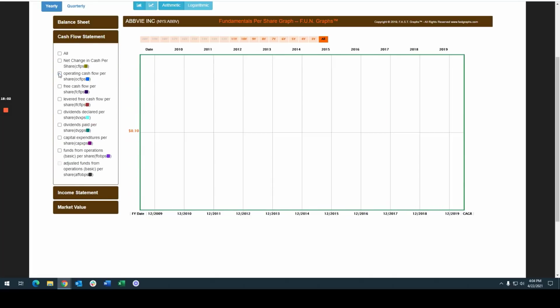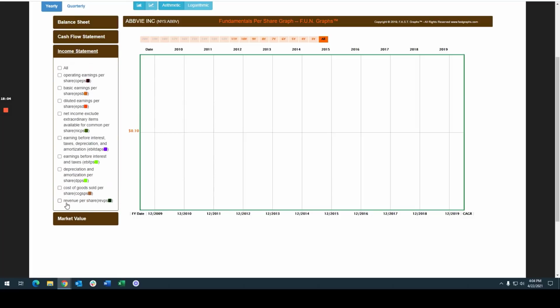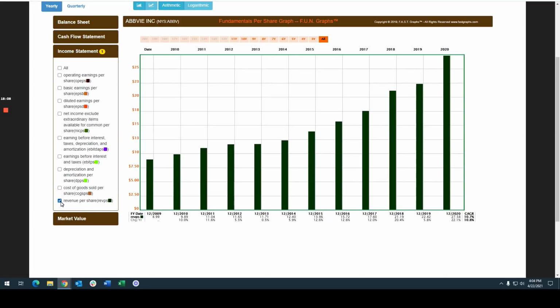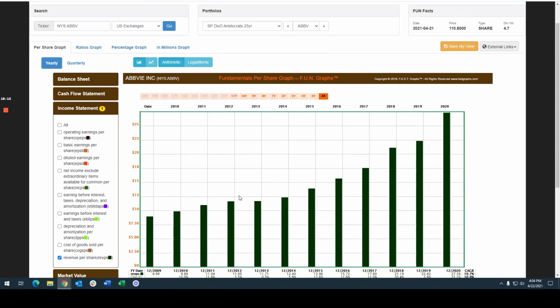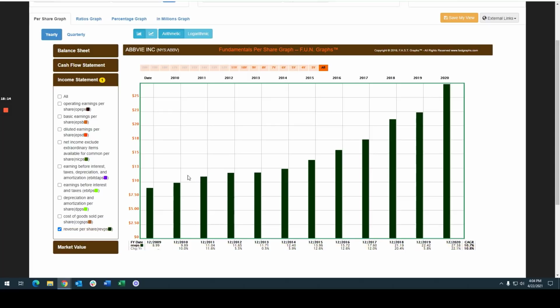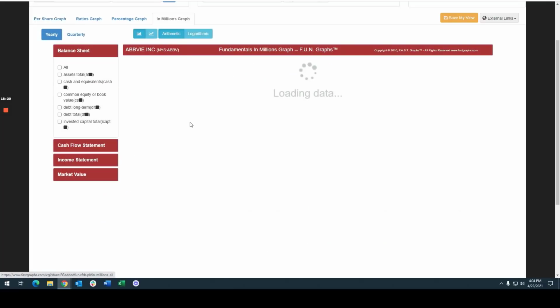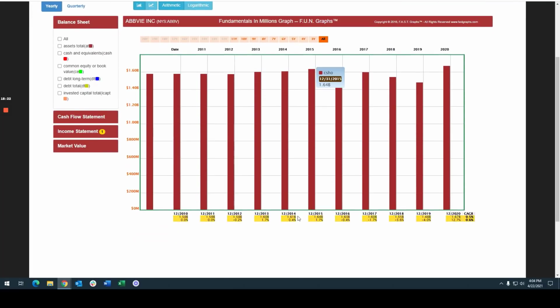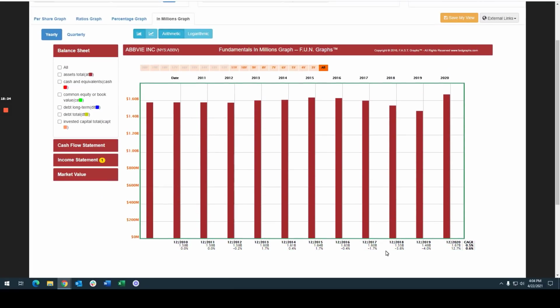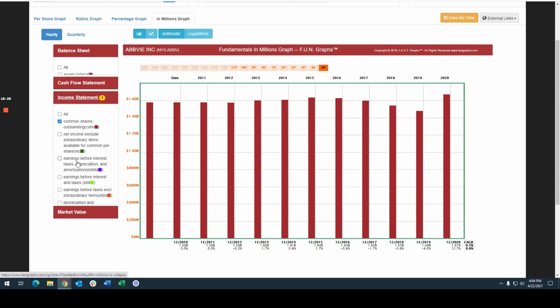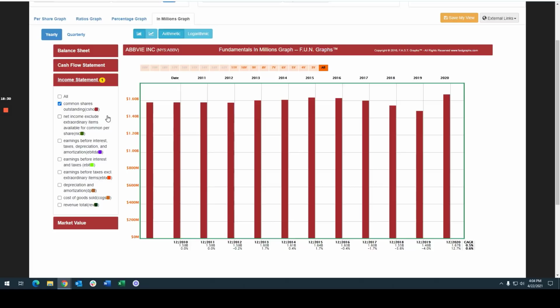But one thing that I will go to here that I don't have on the regular Fast Graphs, but the new version will be including, is I'll look at revenue per share. And clearly this company's growing their revenues very strongly. But I don't also stop at per share data. I like to look at per share data because everything's reported there. But I also go into what we call our in millions graph. And for example, I want to see common shares outstanding, okay? Is the company buying back shares or not?